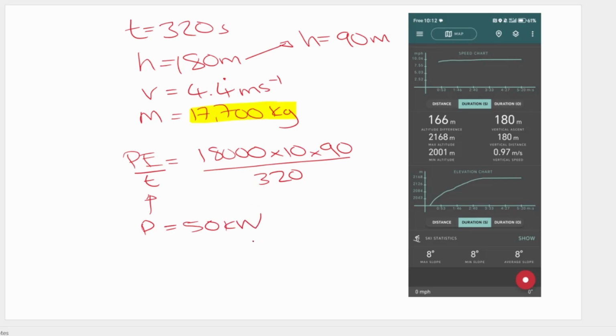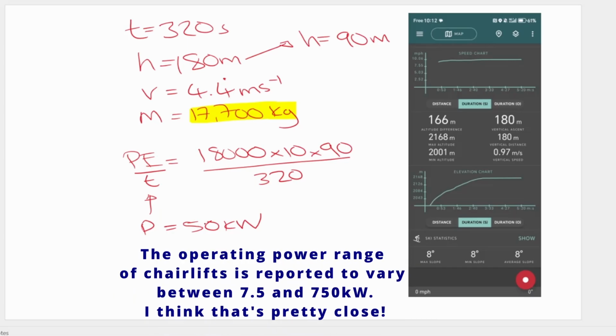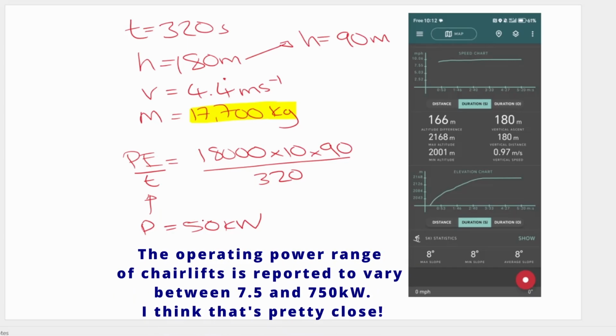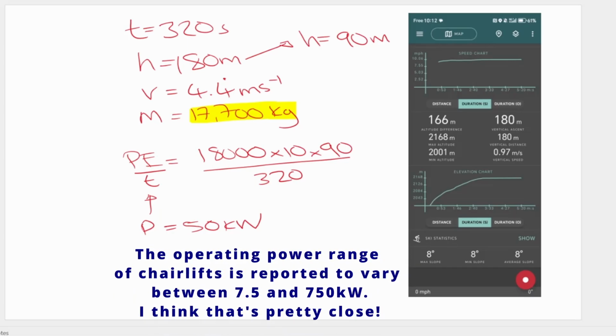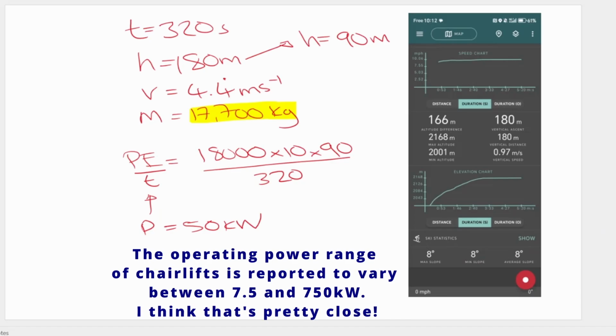I definitely believe that's a lower limit, because of course the motors themselves are nowhere near 100% efficient. There's the mass of the cable we haven't even considered, but it gives you some idea about the power that's required for these things, which is pretty impressive. I hope that all made sense to you, and thanks for watching.